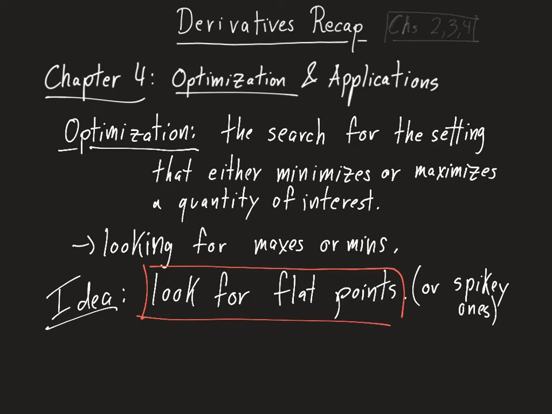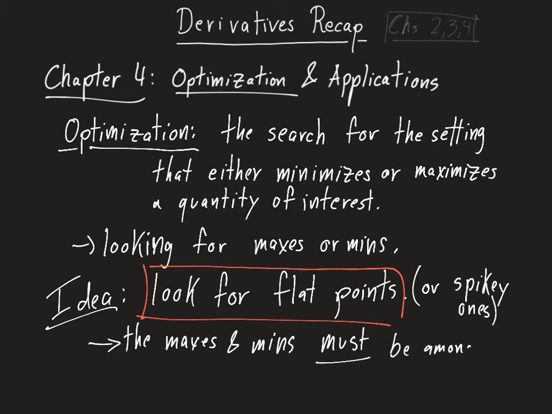Now when I say look for flat points, the reason why this is successful is that the maxes and mins must be among them. Think about this a little bit like a sort of lineup. When you draw a graph, you have an infinite number of points. All right? If you tried to search through all of these one by one, you would never get anywhere unless you were somehow incredibly lucky, and if you were that lucky, you would be winning quite a few lotteries.